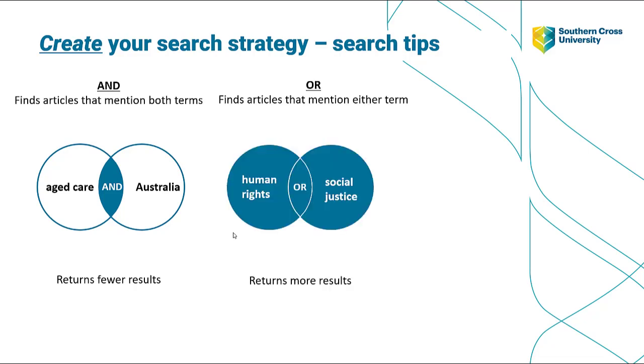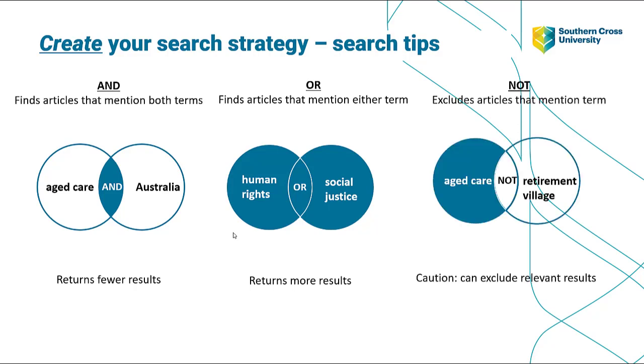OR is the second search operator that you will use, and you put that in between alternative words or synonyms. So if we search for human rights OR social justice, we will find articles that mention either term. So OR returns more results. The final search operator is NOT. When you use NOT, you exclude articles that mention the term. You need to be careful when using NOT, as you may accidentally exclude some relevant results. The fundamentals of searching module in our RAISE tutorial goes into this in more detail.